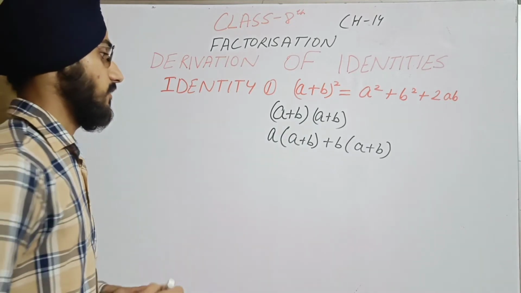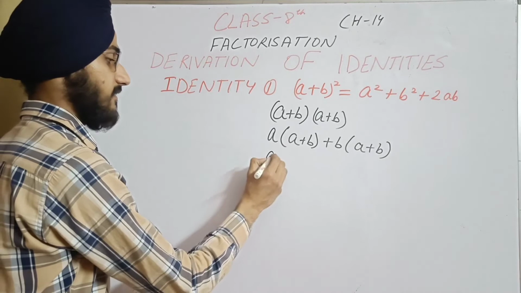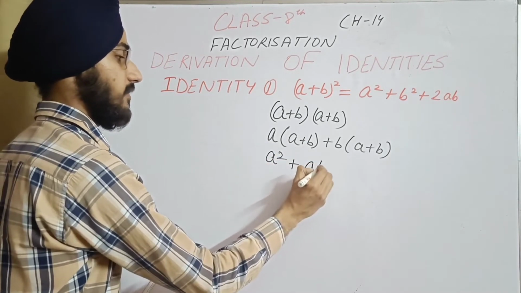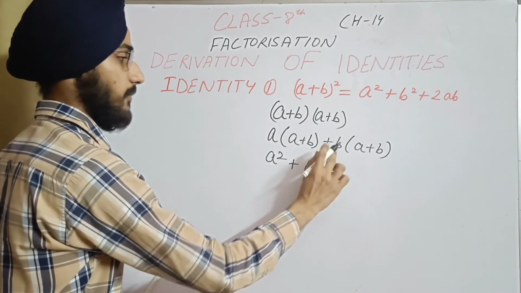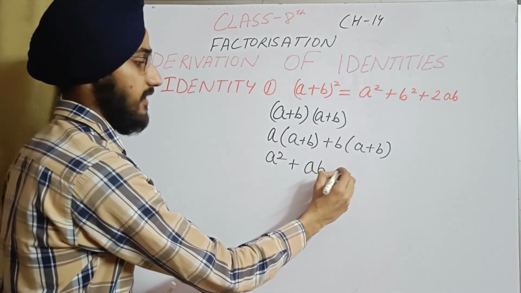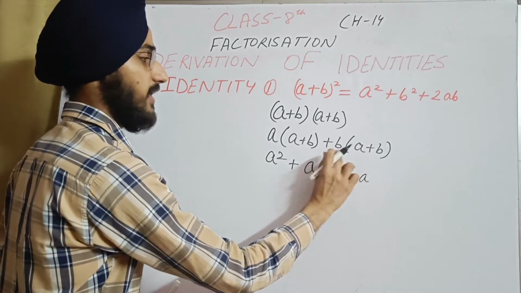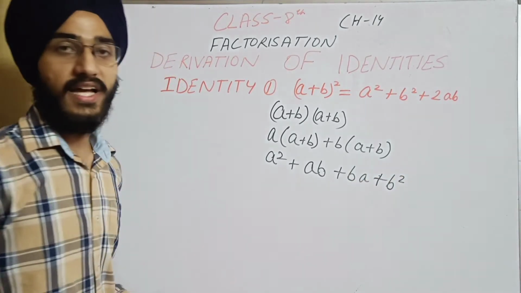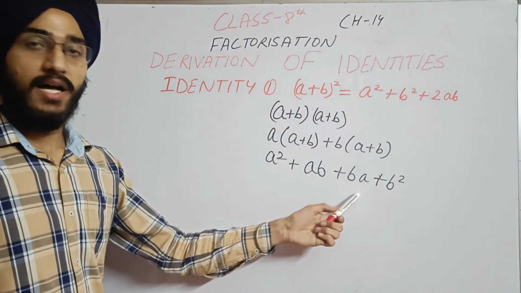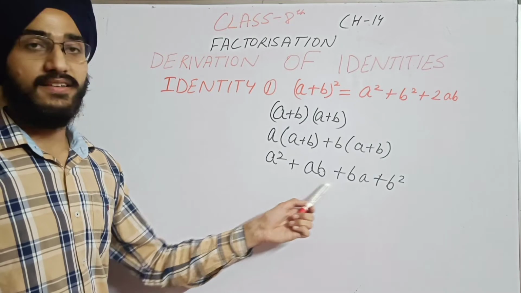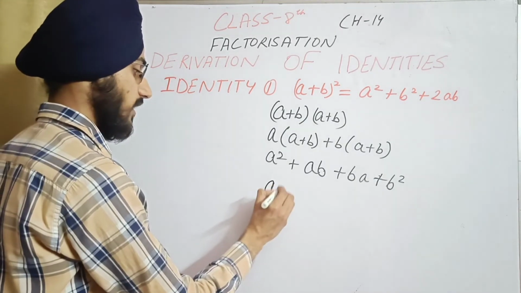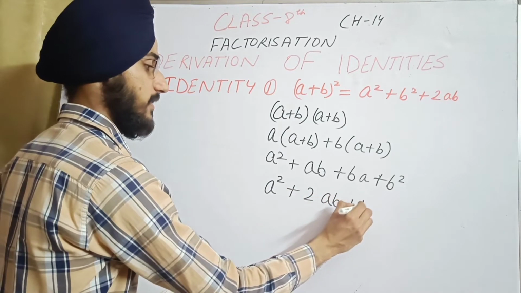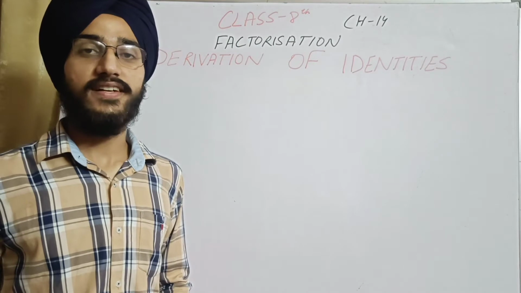So a into a is a square, plus a into b is ab, plus b into a is ba, and b multiplied by b is b square. We know that ab and ba are both the same things, so we can rewrite this as a square plus 2 times ab plus b square. Hope you understand the first identity.